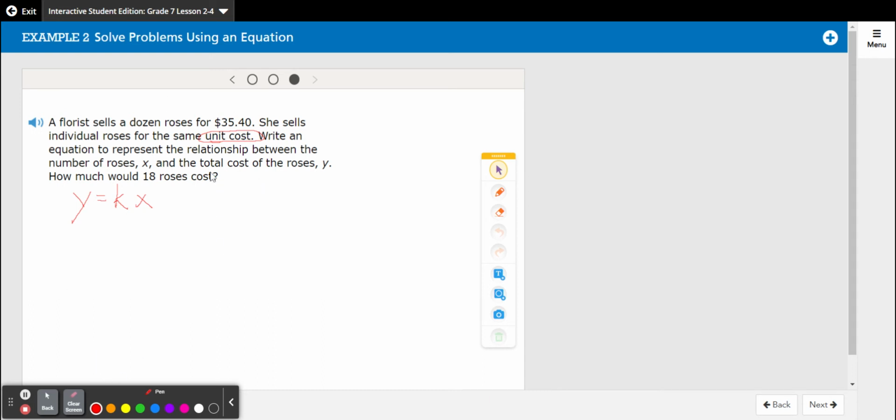Well, we know a couple of things. First, we know that the cost is $35.40. So I'm going to write that down as $35.40. And that would buy us a dozen roses. Now remember that a dozen roses is actually 12. So that would be for 12 roses.